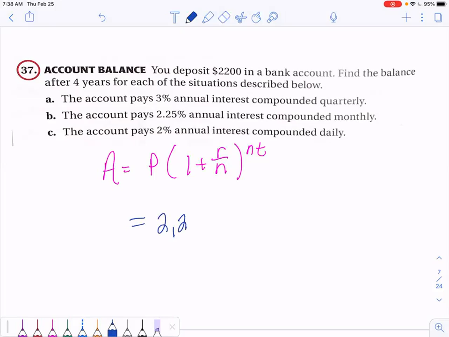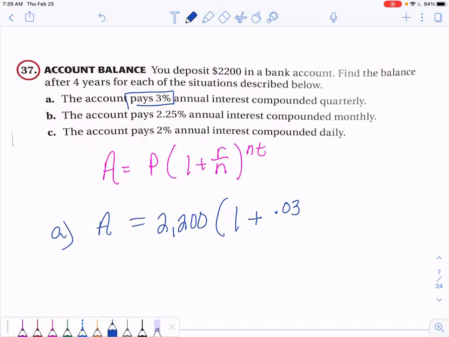So the amount that you have, your initial amount, the amount that you're placing in an account, that is the P. It's called the principal, but that's your initial amount. So the initial amount's always going to be in front of parentheses, no matter what type of word problem it is. What you begin with goes in the front. And then inside, we have 1 plus. For part A, it says the account pays 3% annual interest. So the rate is 3% or 0.03.